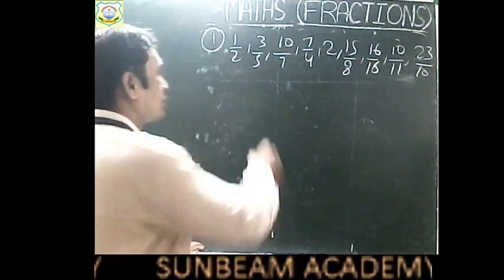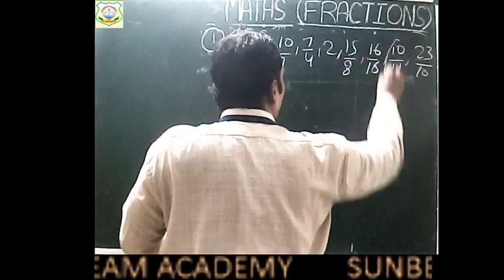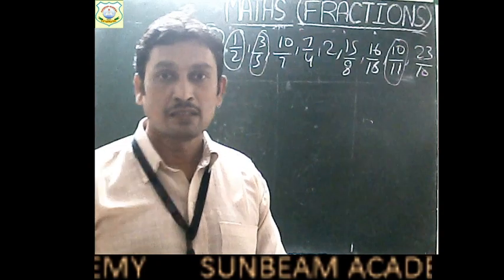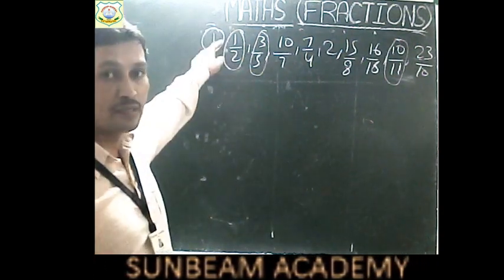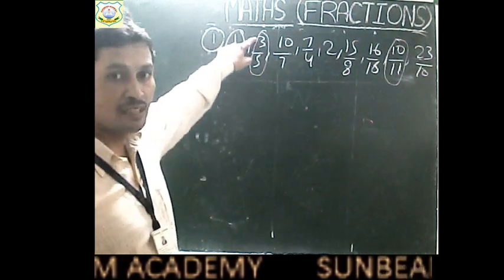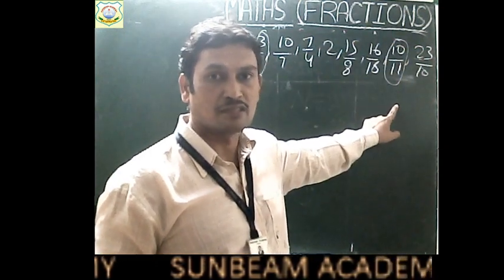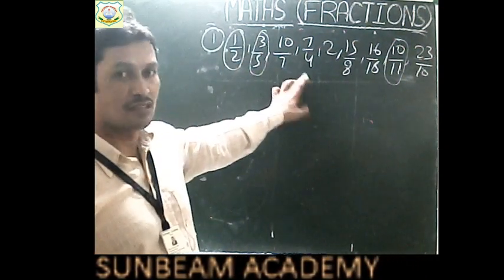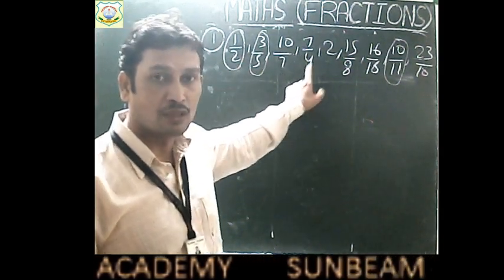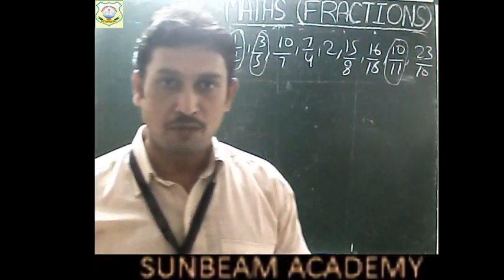If you see, you will find that 1 by 2, 3 by 5, and 10 by 11, these three are proper fractions. Why, children? Because in all of these three fractions, numerator is less than denominator. Numerator 1 is less than denominator 2. Numerator 3 is less than denominator 5. Here, numerator 10 is less than denominator 11. In all other fractions, numerator 10 is greater than 7, numerator 7 is greater than denominator 4. Numerator is greater than denominator. So all the other fractions are improper fractions.